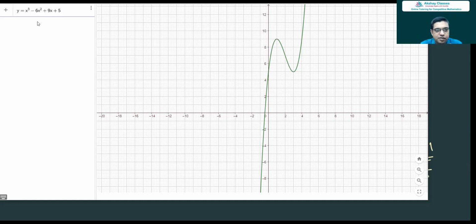Generally, it's a cubic function. Remember, when the cubic function has a positive coefficient of x cubed, the highest degree, as we go to the right, the function goes to plus infinity, and as we go to the left, the function goes to minus infinity. Generally, there will be two stationary points, points where the derivative is 0.